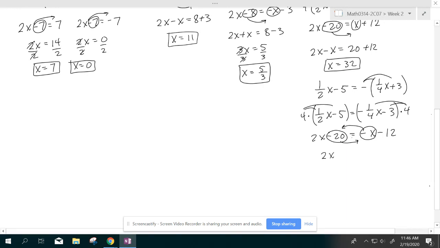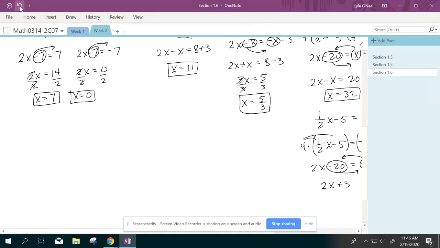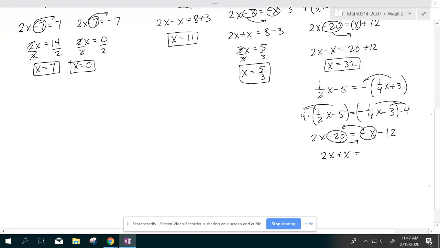Here we go. So we're going to get 2x plus x. What? Why did I write 3? Man. And we're going to get 20 minus 12. 20 minus 12? And then 3 doesn't go into 8 evenly. So we're going to leave it fractioned up.